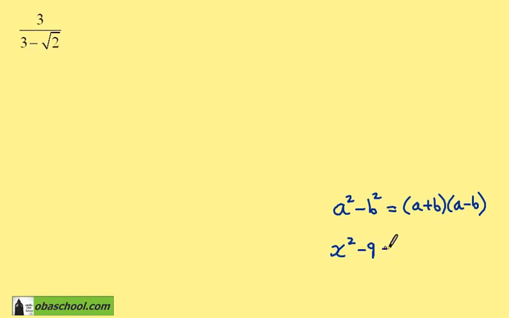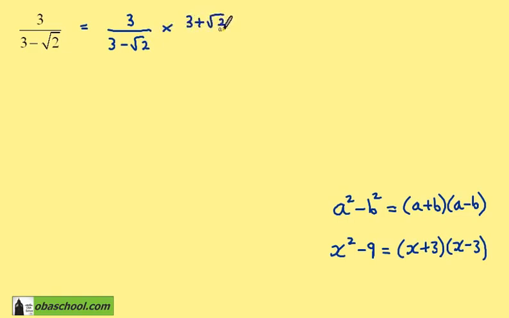For example, x squared minus 9 is x squared minus 3 squared, so it becomes (x plus 3)(x minus 3). To make use of this here, we take our expression and we multiply it by 3 plus root 2 divided by 3 plus root 2. Effectively, we're multiplying by 1, so we don't change the value of the original expression.